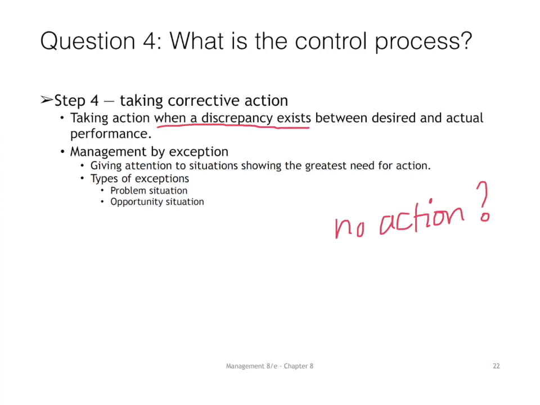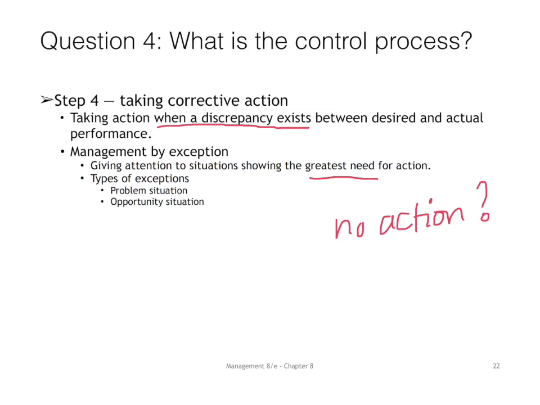Management by exception. In this step, we learn about management by exception: giving attention to situations showing the greatest need for action. Not every discrepancy must be corrected, but we are talking about the greatest need. We have two types of exception: a problem situation or an opportunity situation.